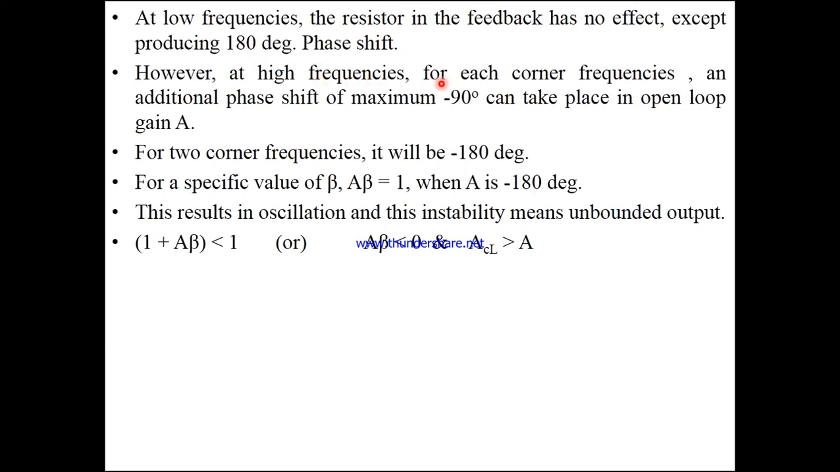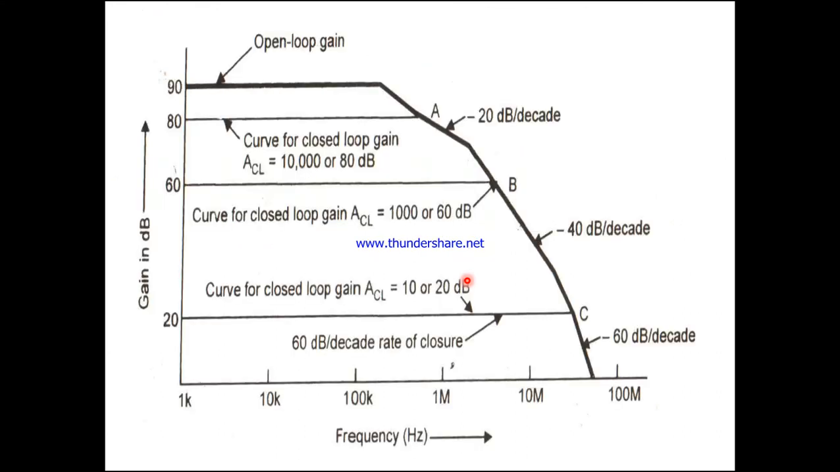However, at high frequency, for each corner frequency, an additional phase shift of maximum 90 degrees can take place in open loop gain A. For 2 corner frequencies, it will be minus 180 degrees. For a specific value of beta, A beta equals 1 when the phase of A is minus 180 degrees. This results in oscillation, and this instability means unbounded output, that is 1 plus A beta is less than 1, that is A beta is less than 0, and that is the gain is greater than A.